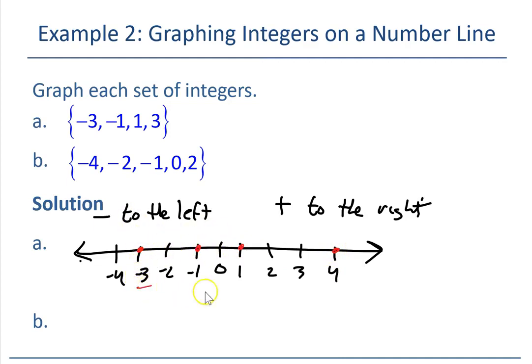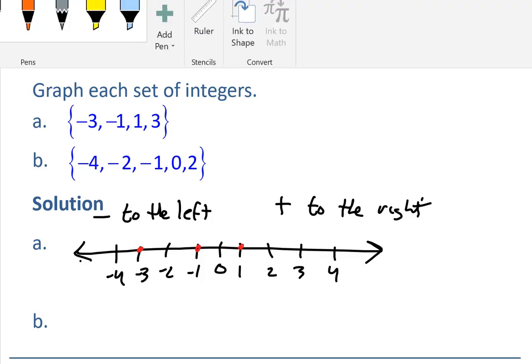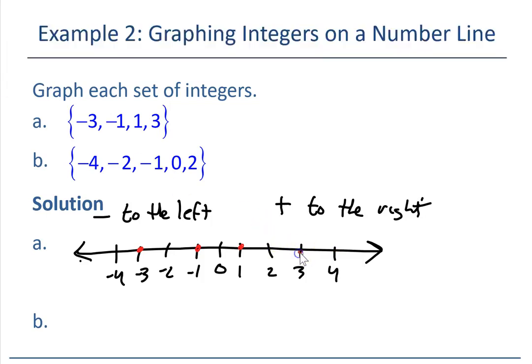Okay, I got -3 here, and then I've got, oh, did I put that in the wrong spot there? I did, didn't I? So let's put that in the right spot. There. And now I'm showing my opposites. And then I've got -1 and a 1. So all of these are opposites of each other.